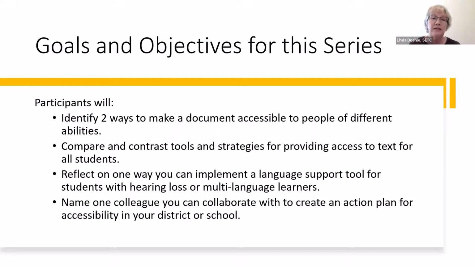And then the other key piece we are hoping you will do is to specifically name 1 colleague that you can collaborate with to create an action plan for the accessibility in your district and school. So you'll start that step of building a team. But at least find 1 person that you can really collaborate with. And note that these are objectives for the whole series. Right. We're not going to do all this today, but yes, we want to give you an overview of where we hope to go.